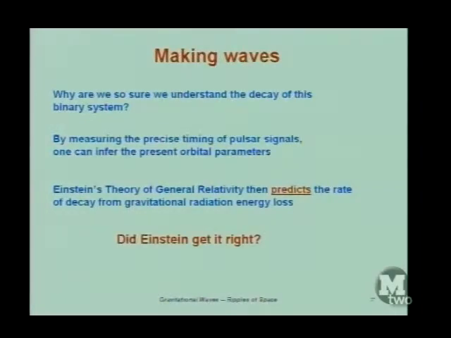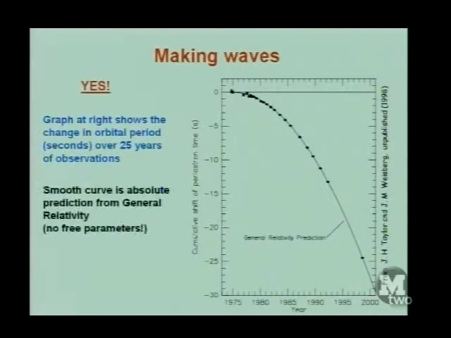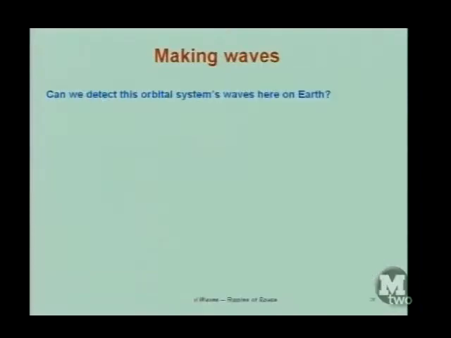And of course, the question is, did he get it right? Well, Einstein usually does get things right, and this shows you a comparison between his prediction and the actual data. The smooth curve shows you the prediction from general relativity, no fudge factors, no free parameters, just the absolute prediction based on what we can measure at any moment in time from that orbital system, and the dots are the measured data. So it's just beautiful agreement.